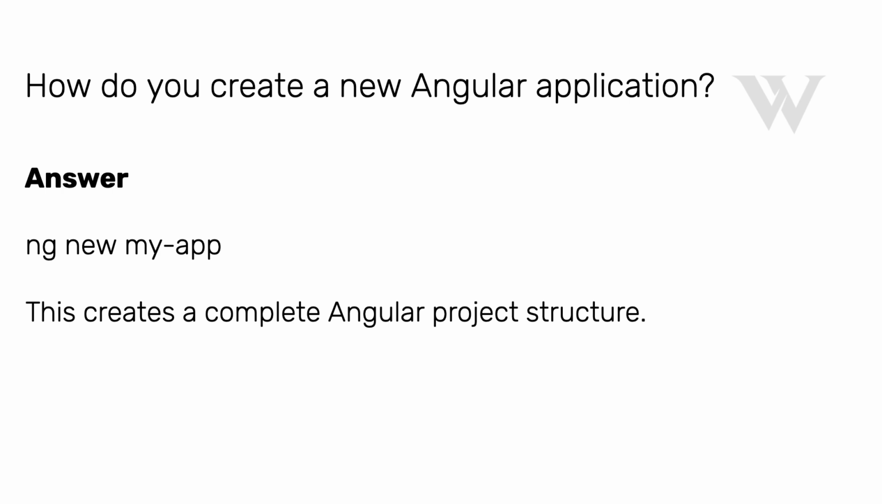To create a brand new Angular application, you use the Angular CLI by running the ng new command followed by your project name. For example, ng new my-app. Running this single command triggers a powerful automation process. It doesn't just create an empty folder, it generates a complete, production-ready Angular project structure. It sets up your root modules and components, configures your TypeScript and build settings, initializes a local Git repository, and automatically runs npm install to download all the required dependencies so the app is ready to run immediately. Now, if you want to score bonus points, mention the interactive prompts that the CLI throws at you.